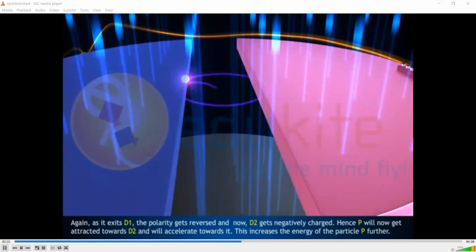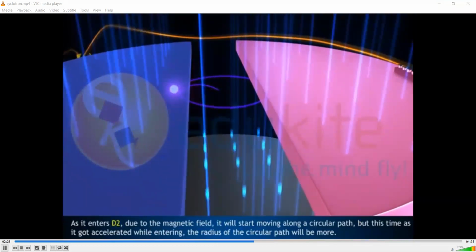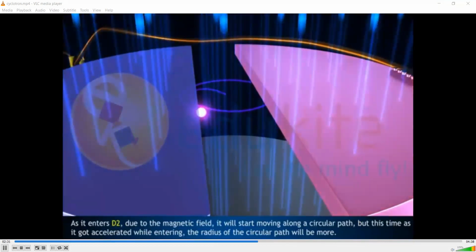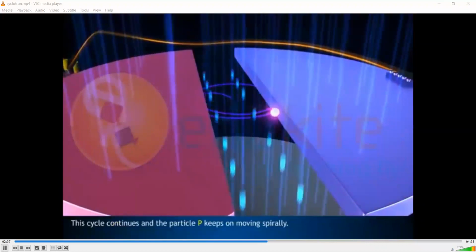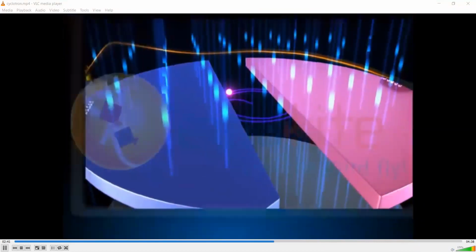This increases the energy of the particle P further. As it enters D2, due to the magnetic field, it will start moving along a circular path. But this time, as it got accelerated while entering, the radius of the circular path will be more. This cycle continues, and the particle P keeps on moving spirally.